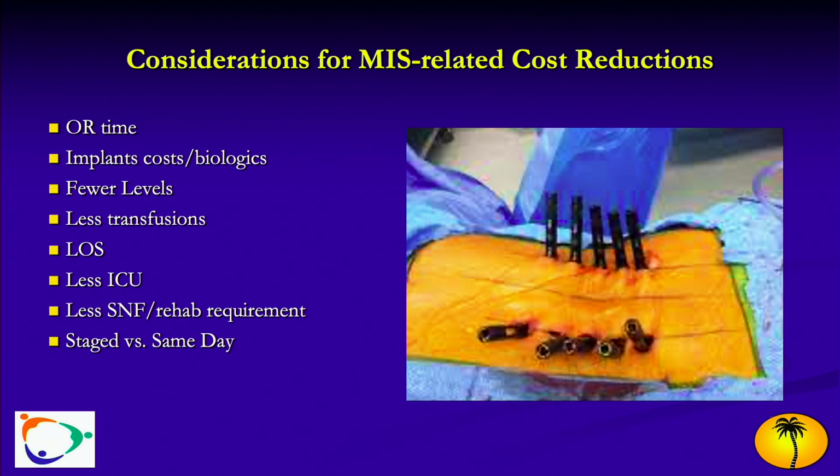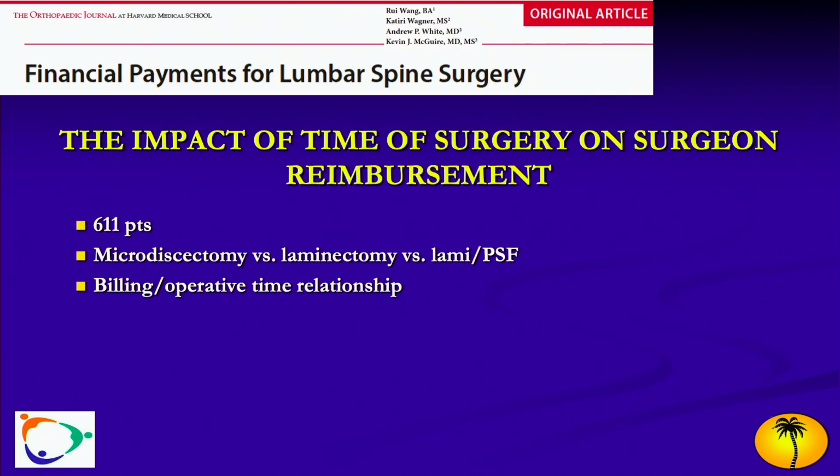So when we think about MIS deformity reimbursements and costs, these are some of the factors that I think are relevant. The OR time, of course, is important. There's time value there. And with MIS, as it came out, the proposition of the implant costs was quite substantial. The bending of the cost curve for these implants has helped a fair bit, and we'll talk about that in a bit. In general, the work that we've done has suggested that for much of the deformity work that we do, MIS can do this with fewer levels being addressed, and that obviously is a cost driver. There's less transfusions, length of stay, less ICU use, less rehab or SNF requirement, and then again, we'll discuss the stage and same-day impact.